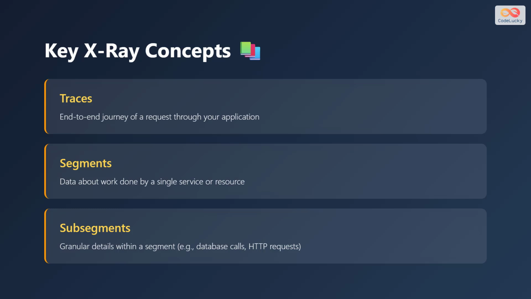To use X-Ray effectively, you need to understand a few key concepts. First, there are traces. A trace represents the end-to-end journey of a request through your application. Think of it as the complete story of what happened from the moment a request entered your system until it left. Next are segments. Segments contain data about work done by a single service or resource. Each service that handles your request creates a segment with information about what it did. Finally, there are subsegments. Subsegments provide granular details within a segment. For example, if your service makes a database call or an HTTP request, those would be recorded as subsegments.